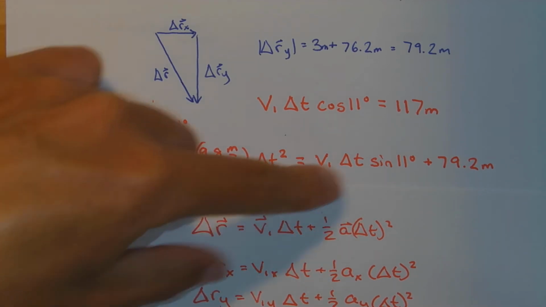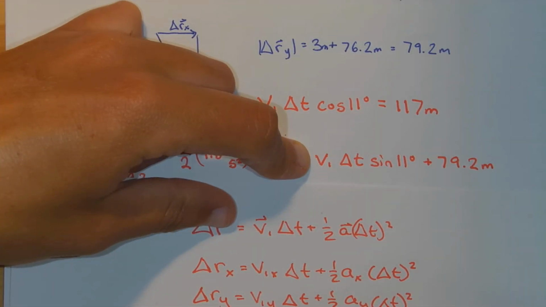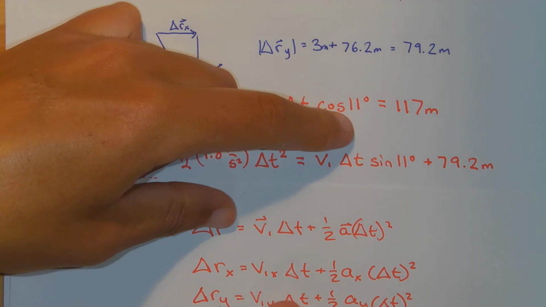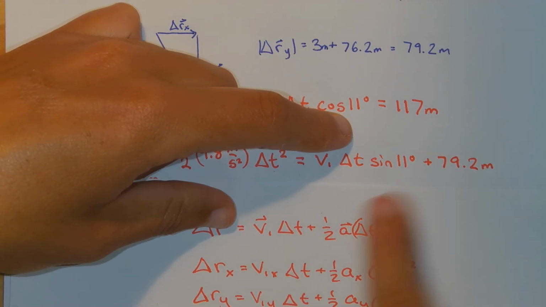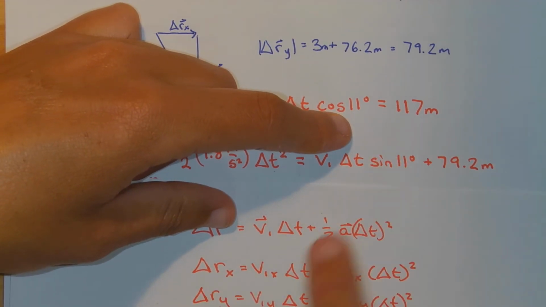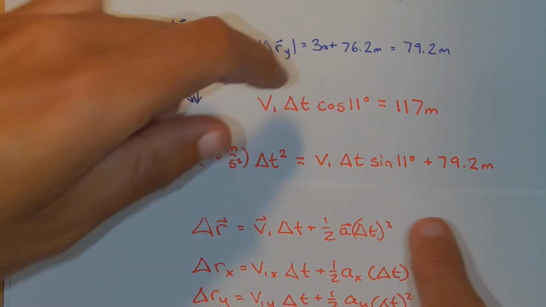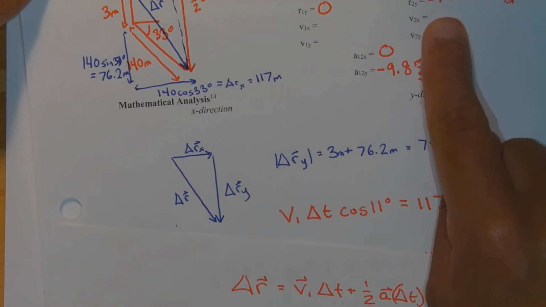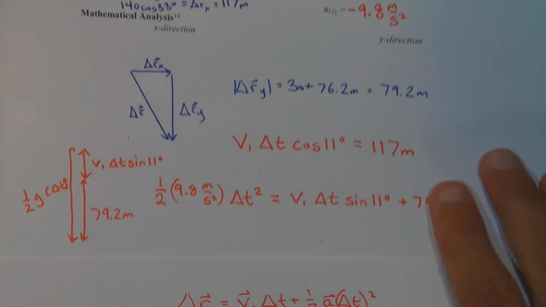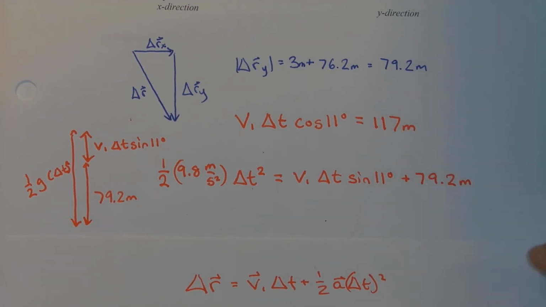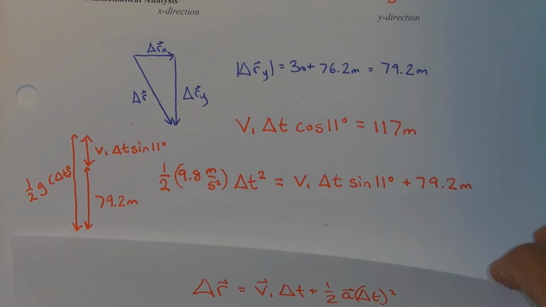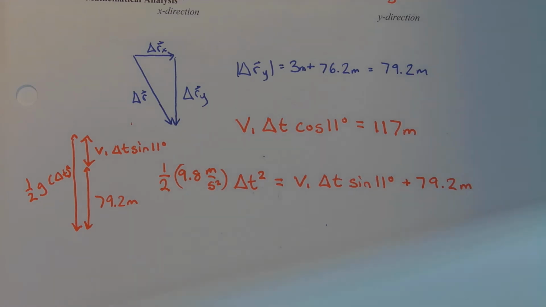Then I have v1 times sine of 11 is v1y. So that's what I have here. And if I bring this over here, it'd be negative 79.2. That would be delta ry, which is negative. That's why the negative sign is in our table here. So these would come from our position kinematic equations. And at this point, I have 2 equations and 2 unknowns. And so I can solve for those unknowns.